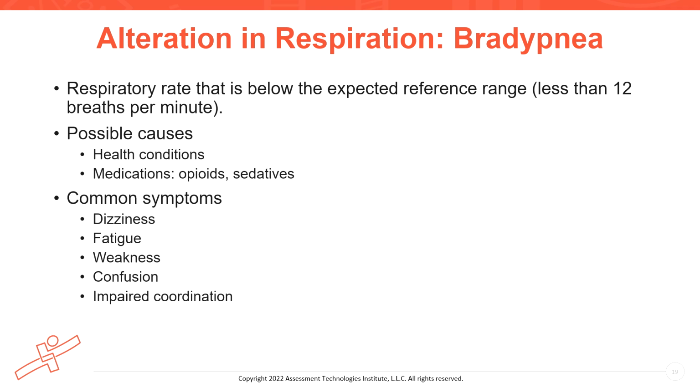Bradypnea, or bradypnea, I've heard it both ways, is when we're breathing less than 12 breaths a minute. So they're not getting the oxygen that they need, and because of this, they might complain of dizziness, fatigue, weakness. They might get confused. They might lose their coordination. Again, we have to treat the cause of this slow breathing. So are they breathing slowly because we gave them too many opioids? Well, we can give them naloxone to reverse that.